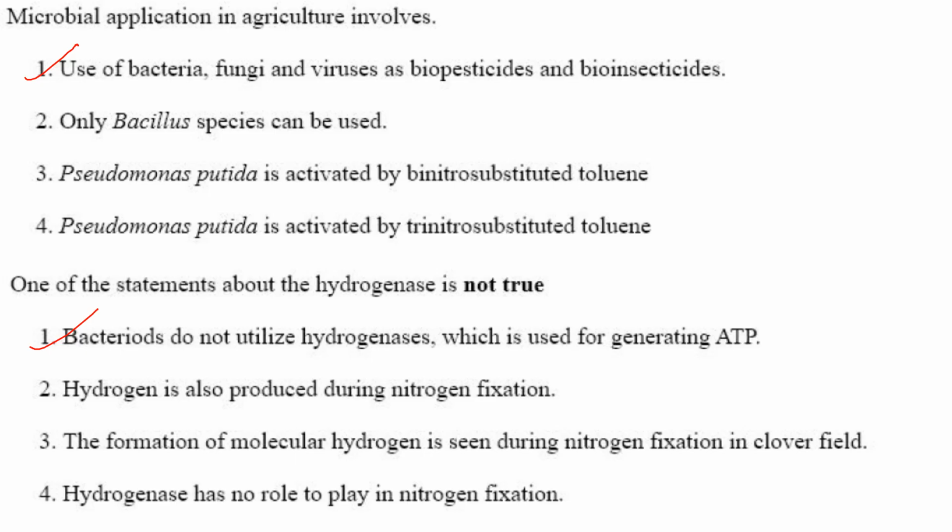One of the statements about hydrogenase is not true. Bacteroids do not utilize hydrogenases, which is used for generating ATP. That itself is the answer. Bacteroids, they are symbiotic forms of rhizobia living within legume root nodules, and they do utilize hydrogenases to generate ATP. So the first statement itself is the answer.